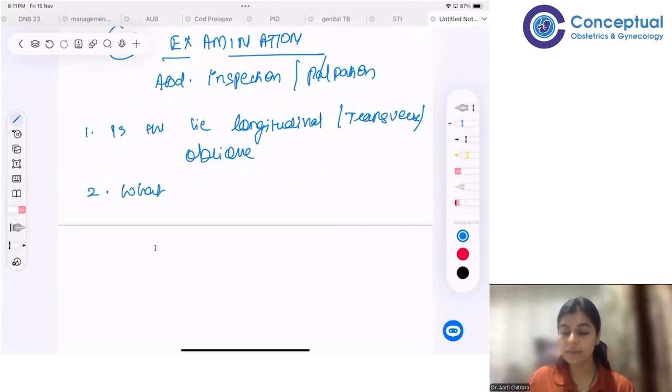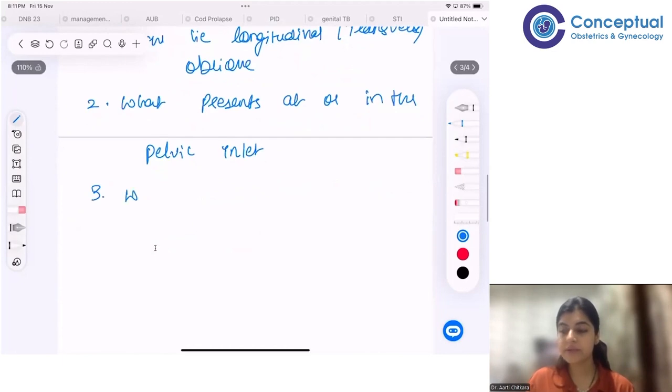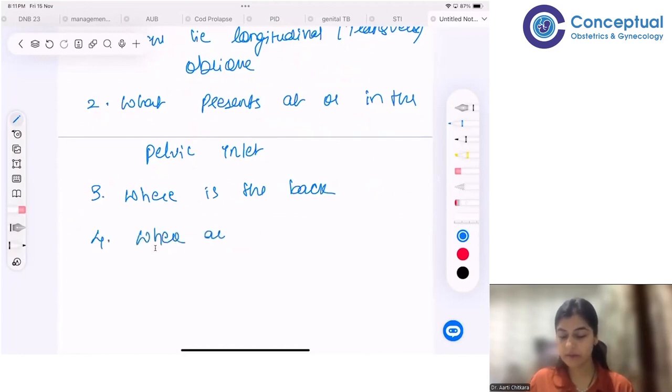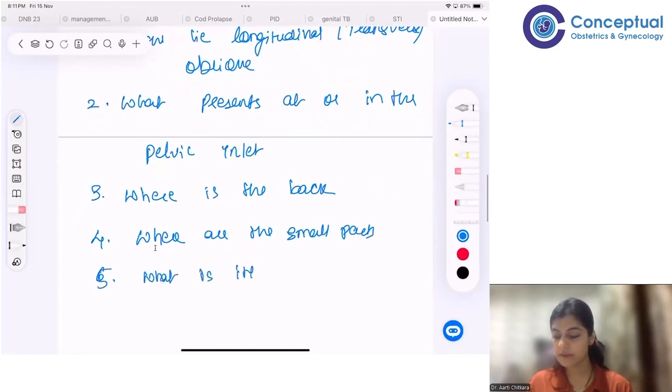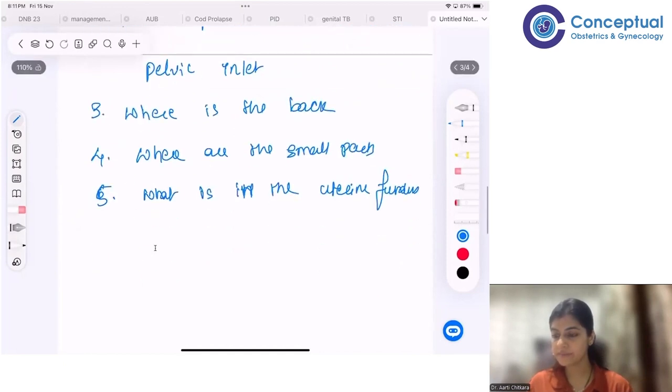Next is what presents at or in the pelvic inlet, which is the presenting part. Third question you have to know is where is the back? So all these things are going to come out of Leopold's maneuver. Next, check where are the small parts. Next, check what is in the uterine fundus. On which side is the cephalic prominence?